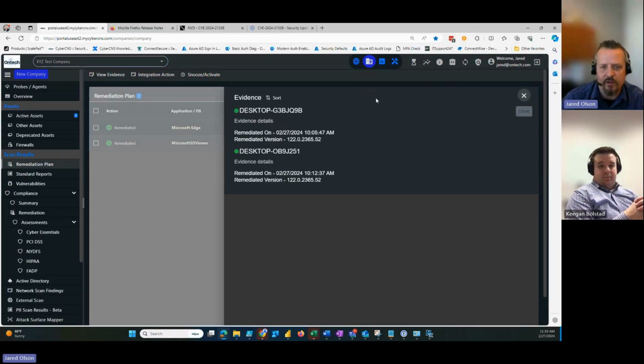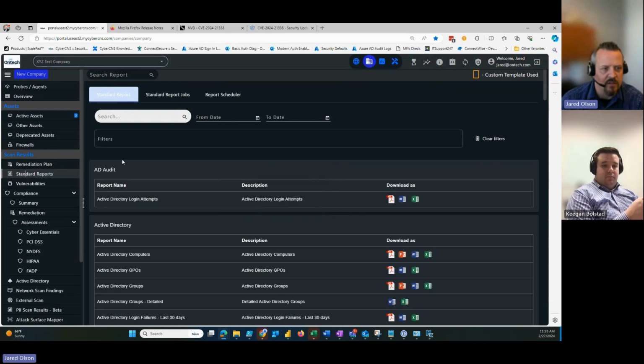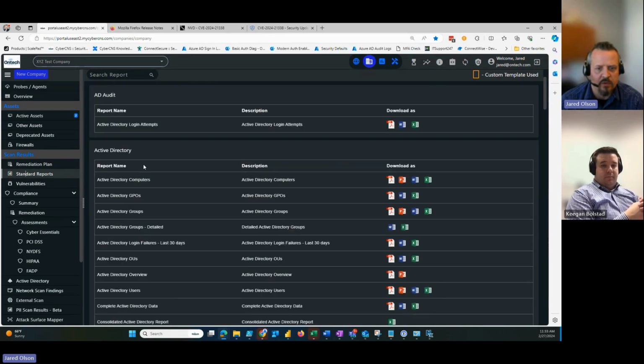And I don't know if I showed it earlier, but this asset link here will tell you exactly which assets have been remediated, what day they were remediated on, and what the remediated version was. So that's really helpful from a reporting standpoint. Keegan, was there anything in the standard reports that you wanted to review in here?